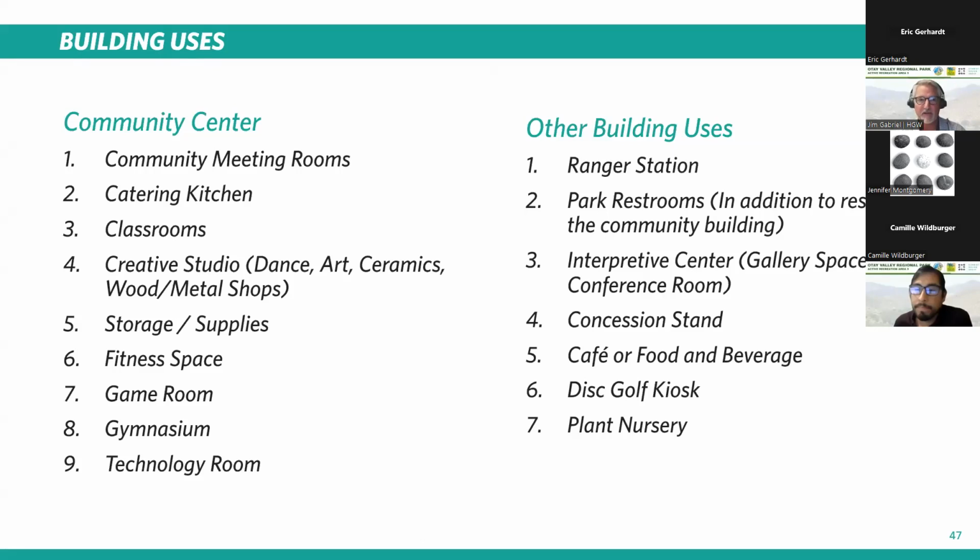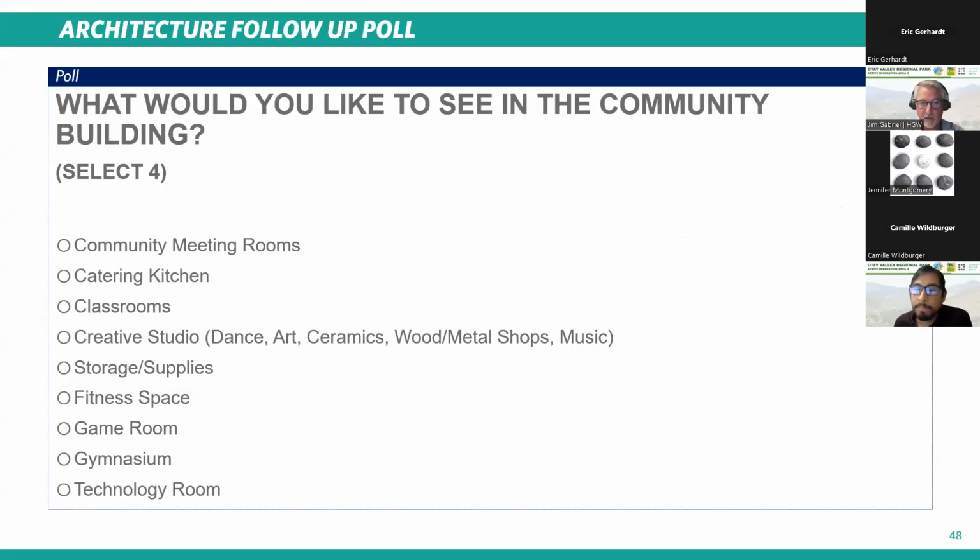So we're going to follow the same path that we've been doing, where we're going to ask you all to provide your input through the poll here. And we'll start with your thoughts on what you would like to see in a community building. And we'd ask you to pick 4 of the uses here. And I see the poll is up.